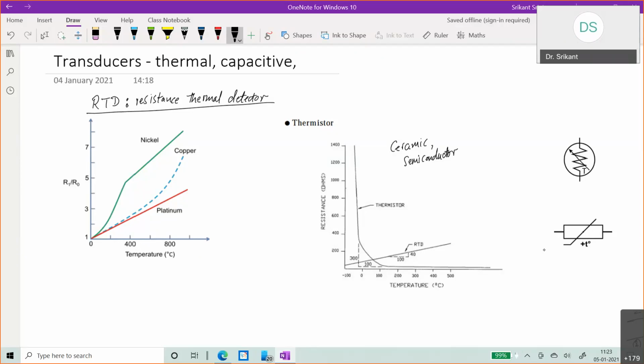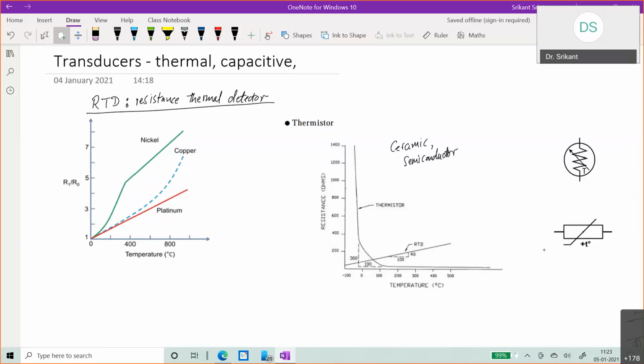And here what happens is you can see that some of these materials behave in a very linear fashion, like platinum. The resistance increases linearly with temperature. With copper, it starts off with some linear regime and then it changes and goes to a quadratic curve. And say nickel, initially it changes, increases a lot, and then it becomes linear. So different materials may be used for different ranges of operation.